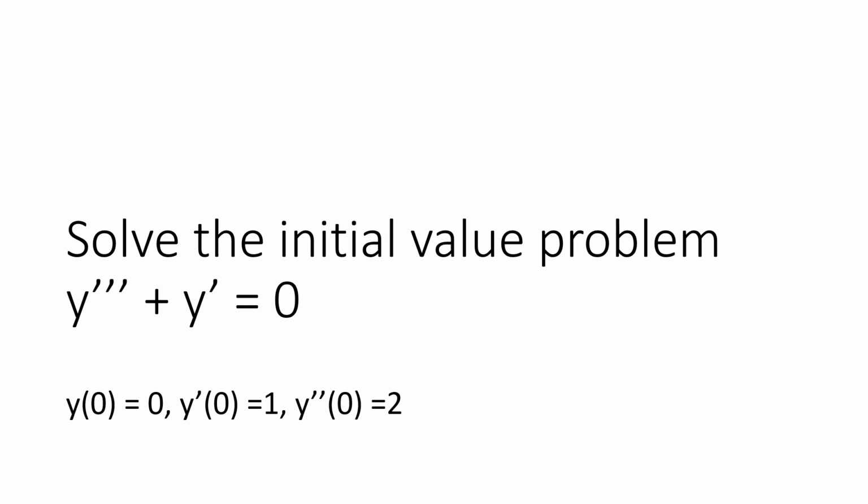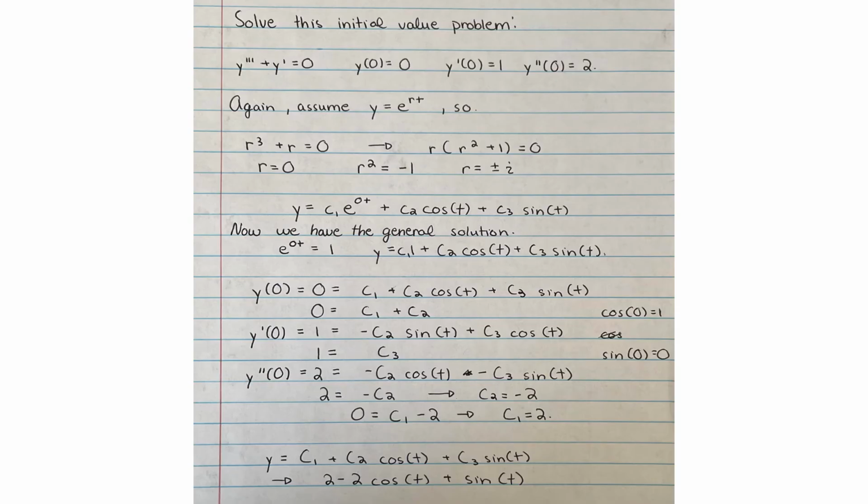For our second example, let's try to solve this initial value problem. This is our problem, and right below it are listed the initial values that we will be working with. Here we're dealing with an initial value problem. Again, we start off by assuming y is equal to e to the power of rt. So the first step we're going to take here is we're going to factor this out. And we can just pop an r out here.